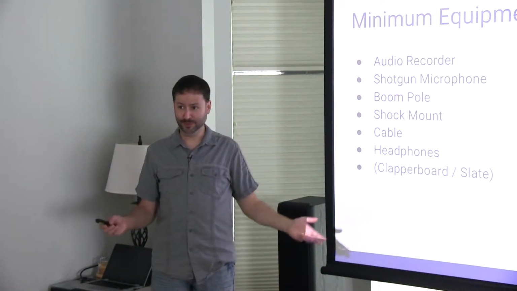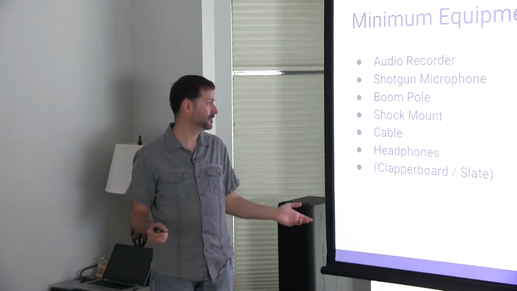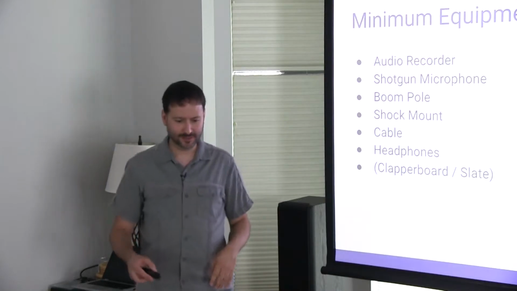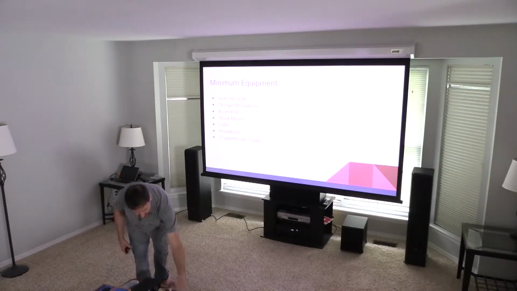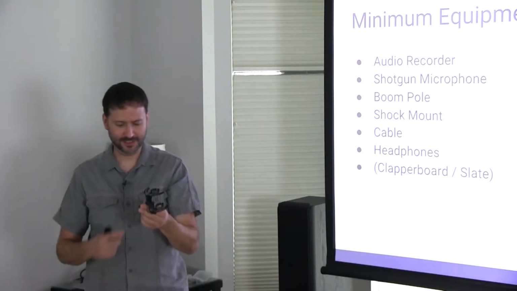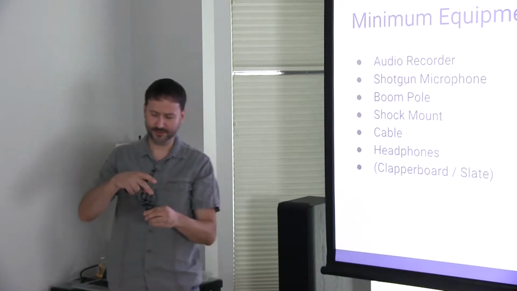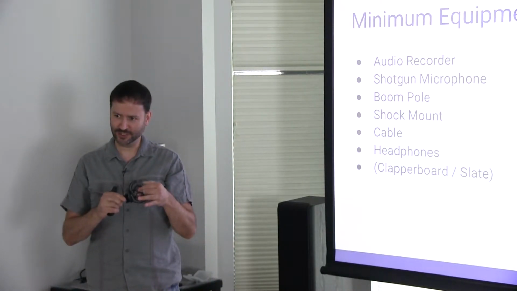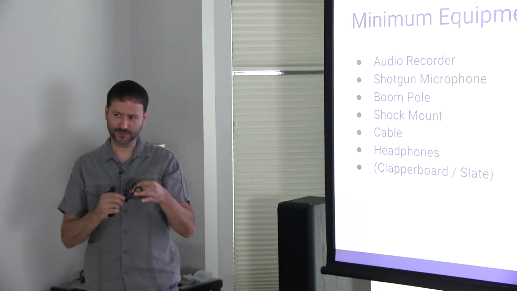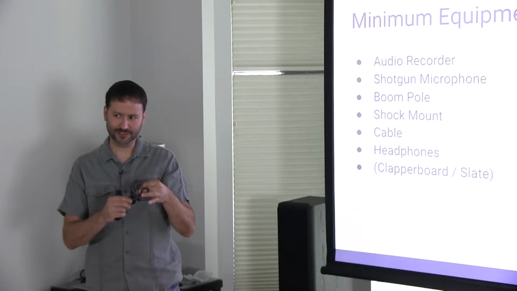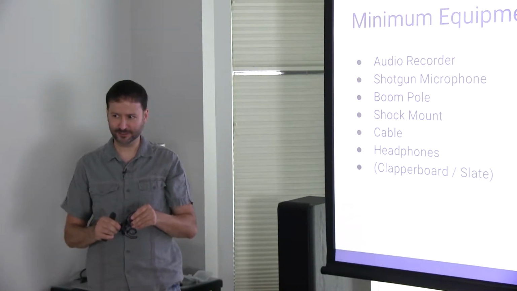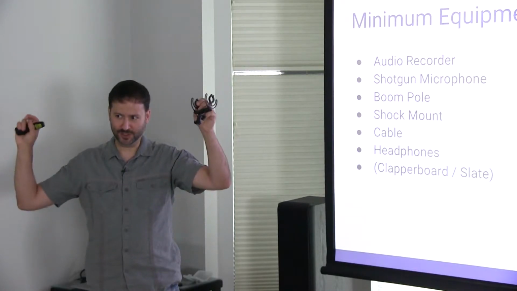You need to have a boom pole. You need to have a shock mount. A shock mount is some kind of springy gizmo that attaches to the end of the boom pole, and it holds the microphone. The purpose of that is that any shaking vibration in the boom pole won't transmit as much to the microphone. So it reduces handling noise when you're handling the boom.